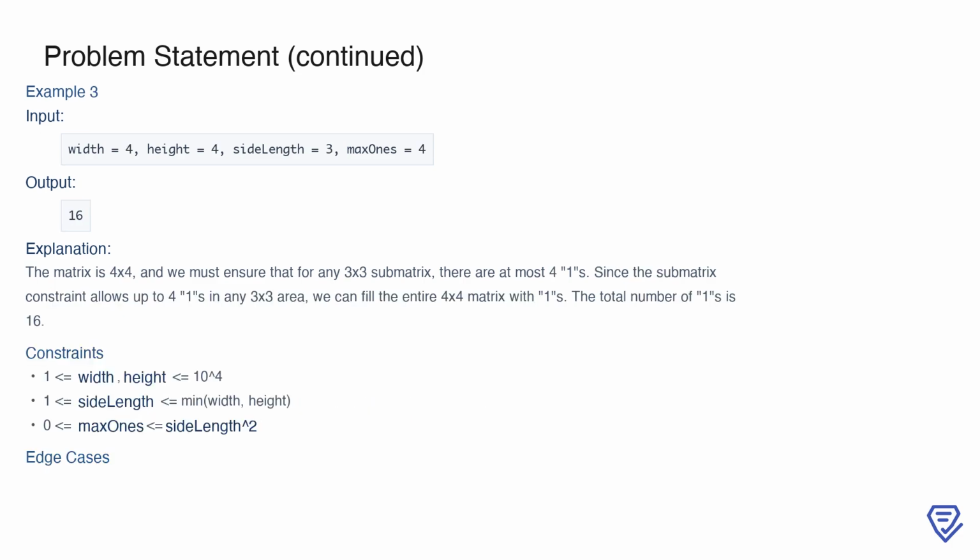In the third example, the matrix size increases to 4 by 4, the side length becomes 3, and maxOnes is set to 4. This means that in any 3 by 3 submatrix, we can include up to 4 ones. Since the constraint allows up to 4 ones in any submatrix and the side length is large relative to the matrix size, it becomes possible to fill the entire 4 by 4 matrix with ones. In this case, the total number of ones in the matrix is simply the total number of cells, which is 16. Thus, the output for this example is 16.